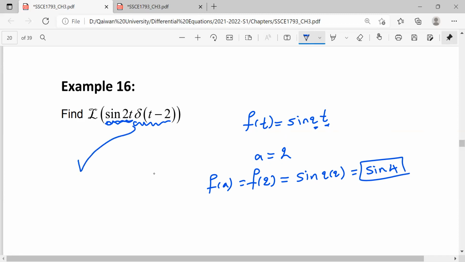Now the Laplace transform of a function f of t multiplied by a Dirac delta function is e to the power minus as multiplied by f of a. We found both a and f of a, so we just replace them here. It equals e to the power minus 2s, because a is 2, times f of a, which is sine 4. That's it.